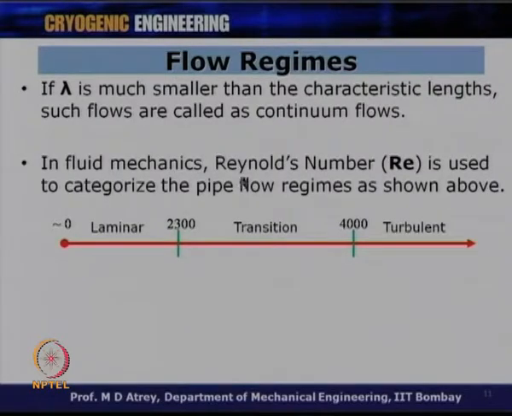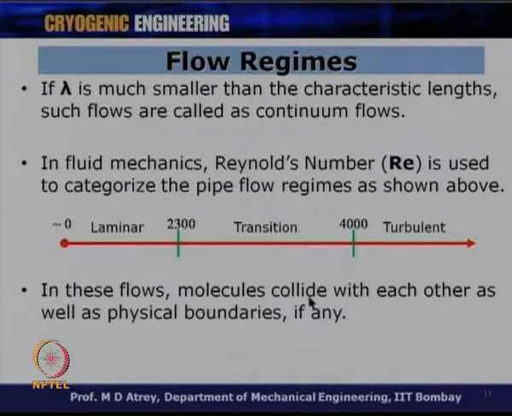In fluid mechanics, Reynolds number is used to categorize the pipe flow regime as shown in the figure. Normally we deal with Reynolds number in continuum flow, and we know that if the Reynolds number is between 0 and 2300, we call the flow laminar, while if the Reynolds number is between 2300 and 4000, we say that the flow is transition flow, while above 4000 we say the flow is turbulent flow, and this is very much known to all of you.